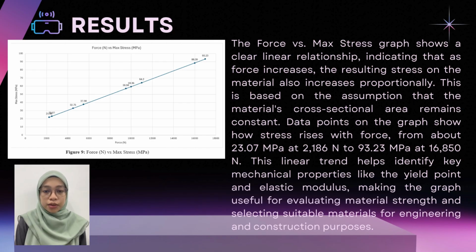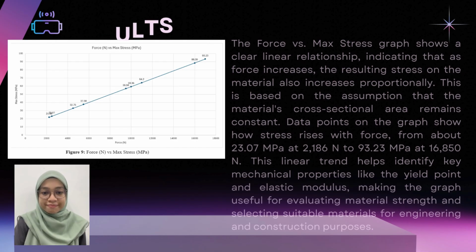Data points on the graph show how stress rises with force from about 23.07 megapascal at 2,186 Newton to 93.23 megapascal at 16,850 Newton. This linear trend helps identify key mechanical properties like the yield point and elastic modulus, making the graph useful for evaluating material strength and selecting suitable materials for engineering and construction purposes.